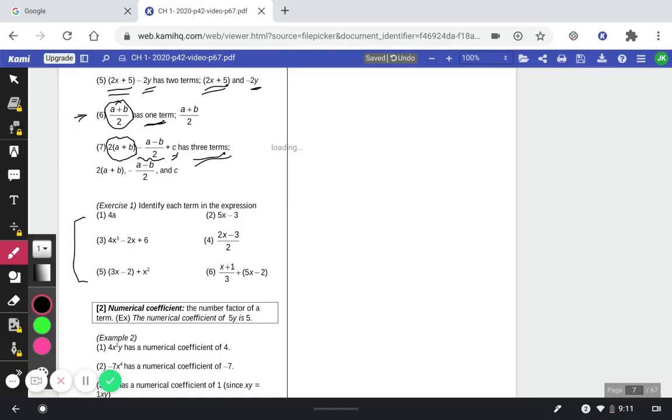Now, how about exercise 1? Pause the video and do this, and check your answer with the answer key at the bottom of each section. So pause the video now.